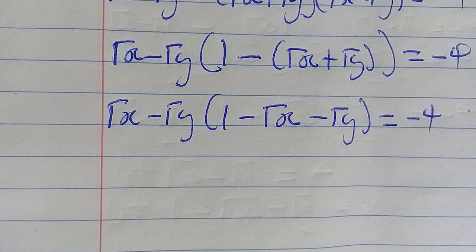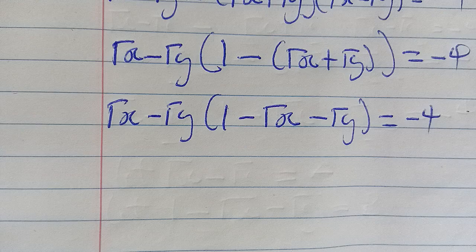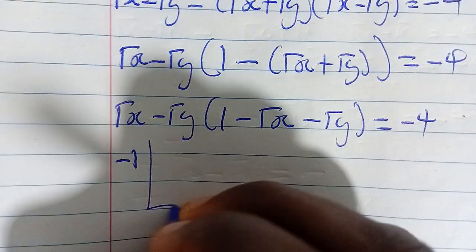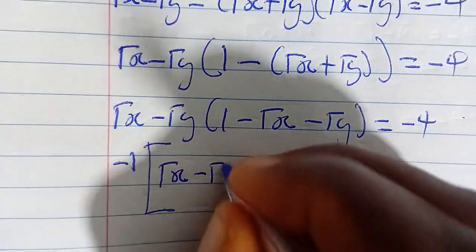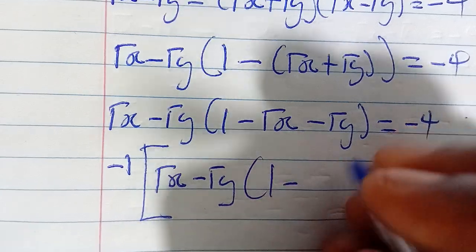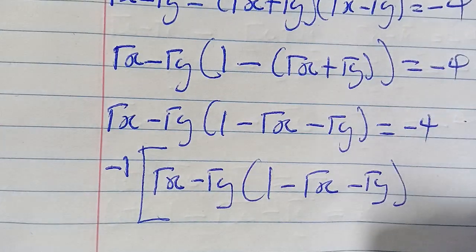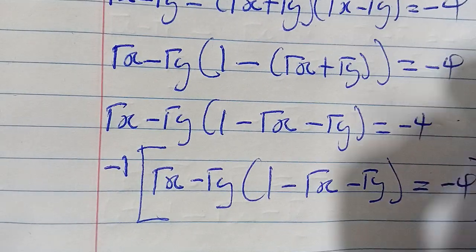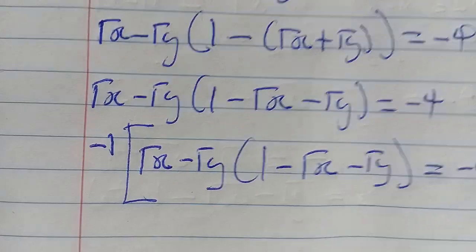Do you get me? Now, here we are going to multiply through by minus 1 so that this becomes positive. So you're multiplying through by minus 1. So you have root x minus root y, 1 minus root x minus root y, equal to minus 4. Did you get me? Can you see that?